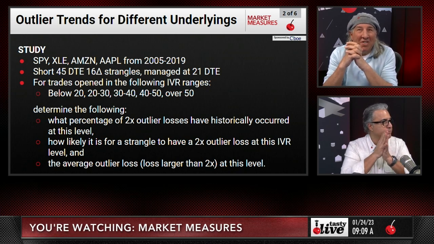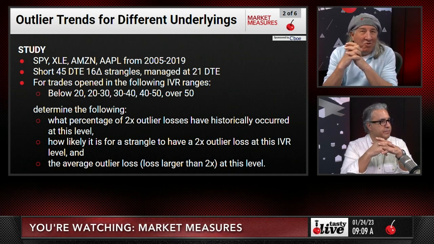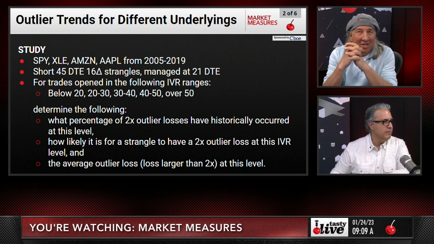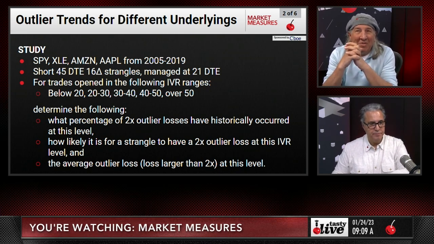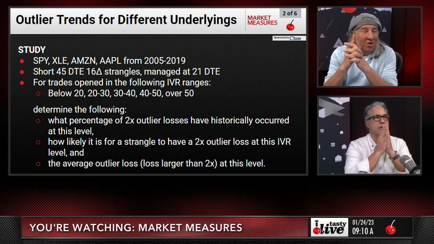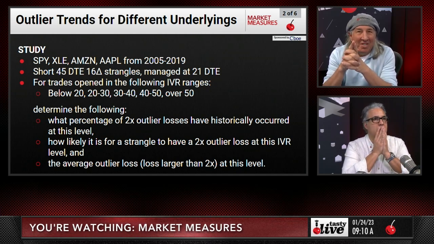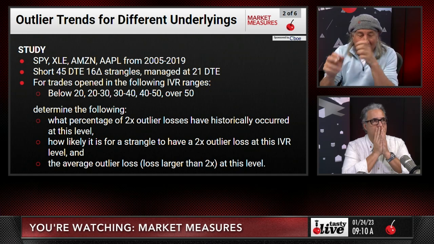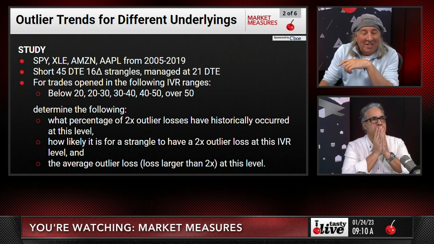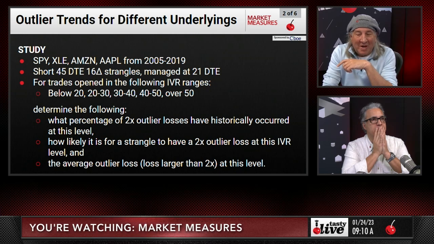45 days to expiration, 16 Delta strangles, managed at 21 days. And for trades opened in the following IVR ranges: below 20, 20 to 30, 30 to 40, 40 to 50, and over 50. We're going to determine what percentage, and here's my question to you, Bat. Go ahead. What percentage of 2 times outlier losses have historically occurred at each of these levels? And how likely is it for a strangle to have a 2 times outlier loss at this IVR level, and the average outlier loss larger than 2 times at this level? So in other words, do you think there's significantly worse results depending on the IVR level?